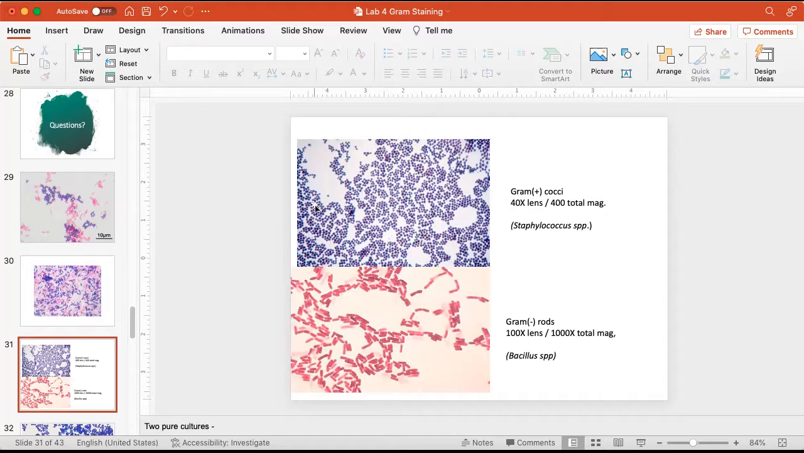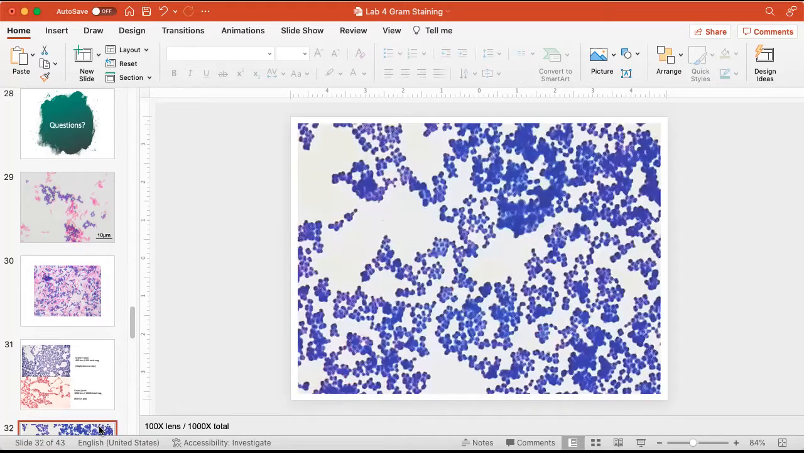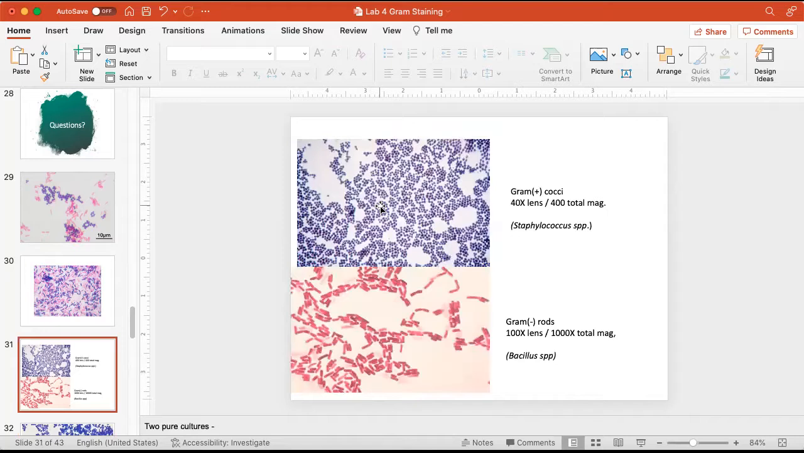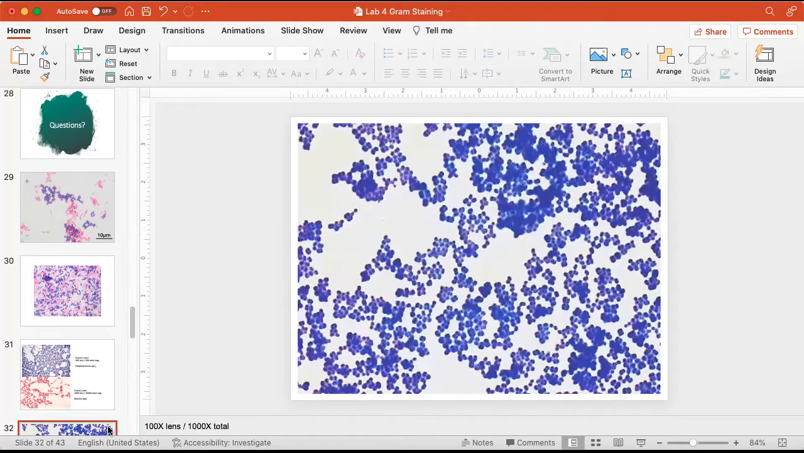Think about this slide. Think about what this looks like under 40x and compare it to this one. This is 100x. It's quite a difference, right? The cells are just bigger. They're easier to see. This is 40x. This is 100x. What do you think? What's the gram status here? Type it into chat. What's the gram status of that organism?